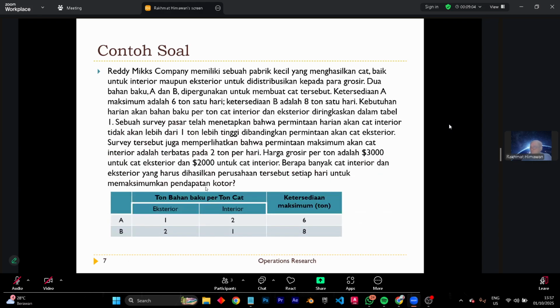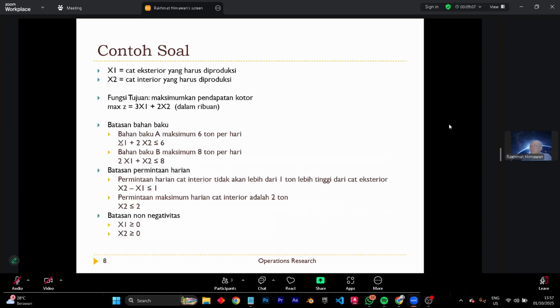So based on this problem, we have x1 plus 2x2 less than or equal to 6, which is because of the availability of raw material A. And then for this 8 ton, 2x1 plus x2 less than or equal to 8 is because of the availability of raw material B. So this is about raw material.